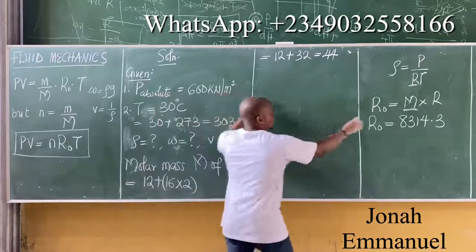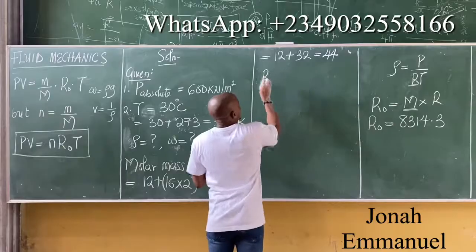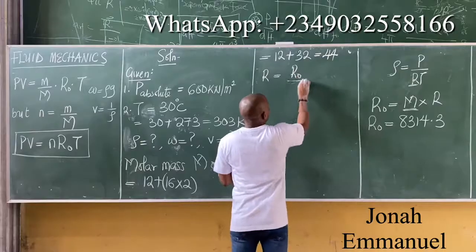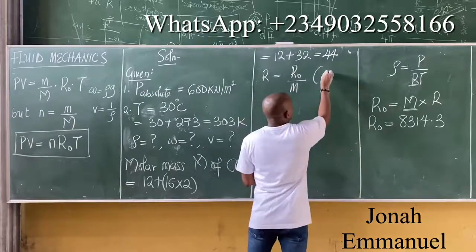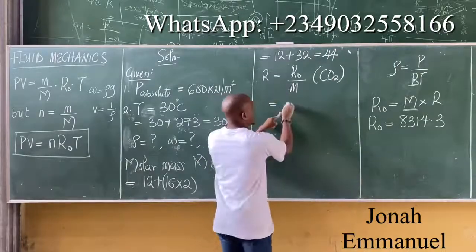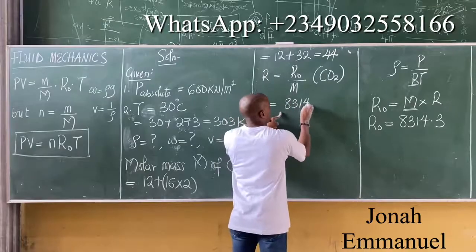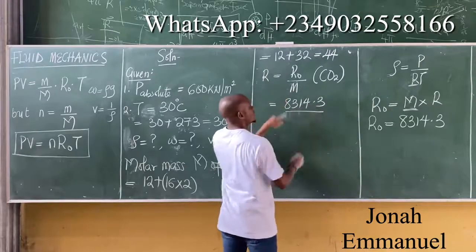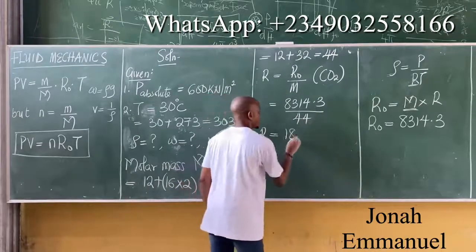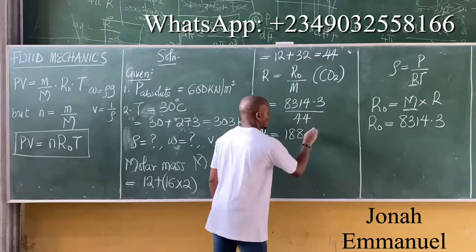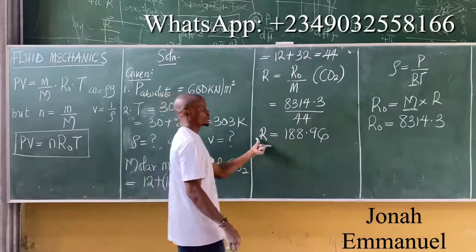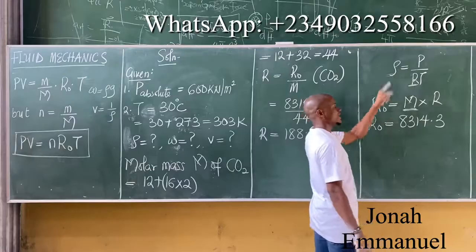So therefore, from here, we can get that R, the characteristic gas constant, is equal to the universal gas constant all over the molar mass for the given gas, which is CO2. So this is now equal to 8314 all over the calculated molar mass, 44. Please give me the value. 188.96. So I have this value. If I have this now for CO2, then I can get the mass density.